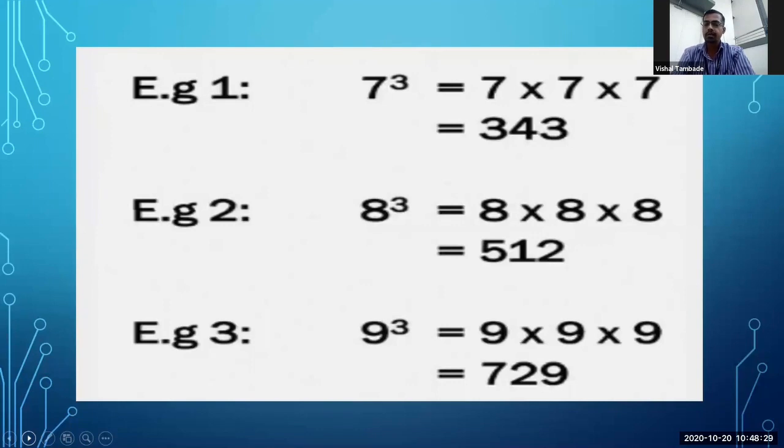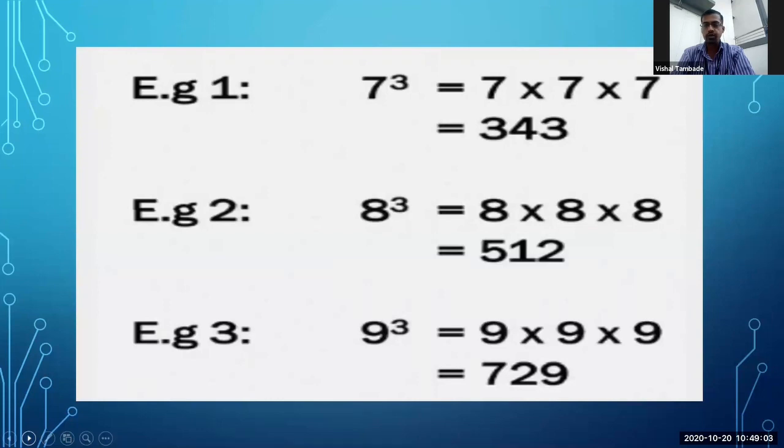Now look at example 1. Here 7 raised to the power 3. Okay, everyone write the number in multiplication form. Our index is 3. That's why we multiply 7 three times. 7 multiplied by 7 multiplied by 7. Our answer is 343. Here our power is 3. If any number has a power 3, it is called a cube number. If any number has a power 2, it is called a square number.